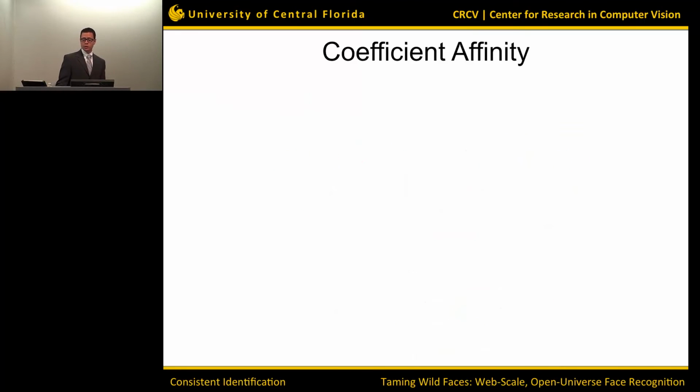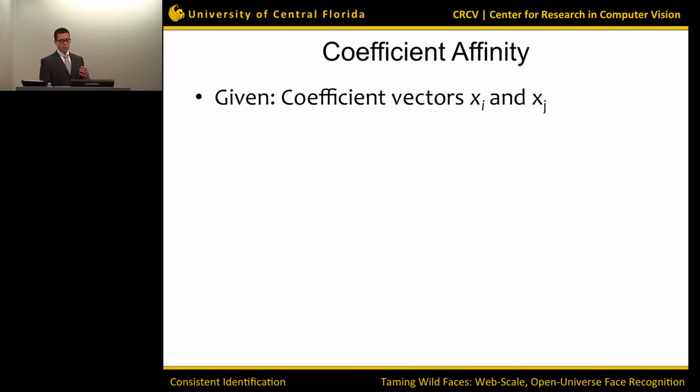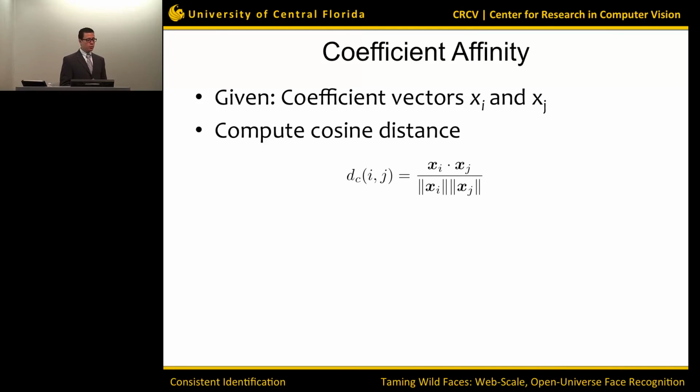Next we look at the coefficient affinity, and here we use the knowledge given to us by the initial prediction from MSSRC. So we have the coefficient vectors I and J from MSSRC, and we compute a cosine distance. What this tells us is that if two face tracks are very similar to each other, they should be reconstructed from similar contributions from the dictionary.